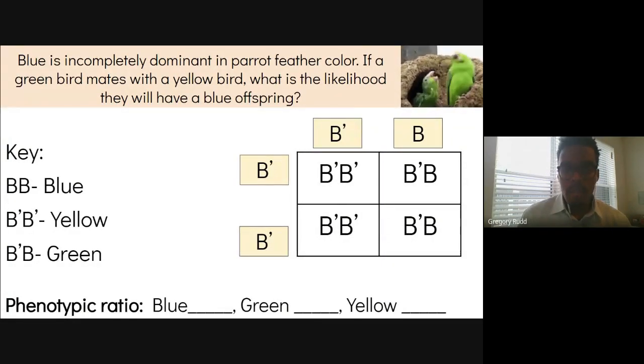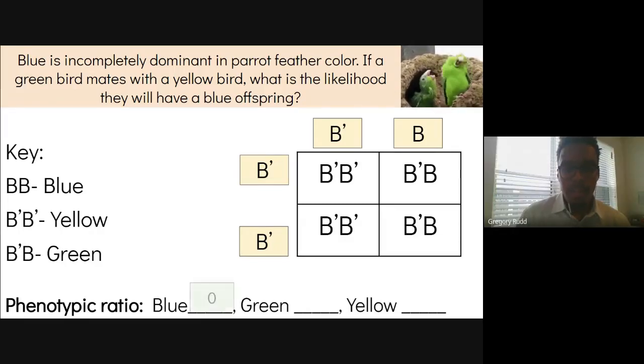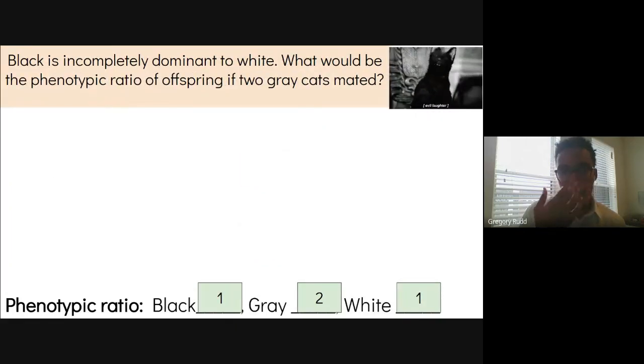So it's asking for the likelihood that they will have a blue offspring. How many blue offspring do we have here? Zero. We don't have any blue offspring. How many green do we have? Two. And how many yellow? Two, excellent. So what's the likelihood of a blue offspring? 0%. Oh, it didn't even answer it. Well, I'll fix that later. So 0%, right? You always want to make sure you're answering the question. Good job, Castro, and everybody else who chipped in on that.